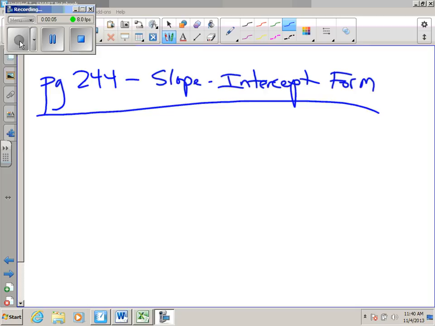Graph using slope-intercept form. A linear equation of the form y equals mx plus b is written in slope-intercept form, where m is the slope and b is the y-intercept of the equation's graph.